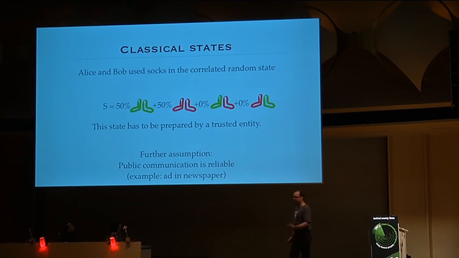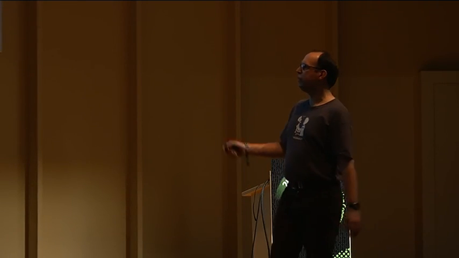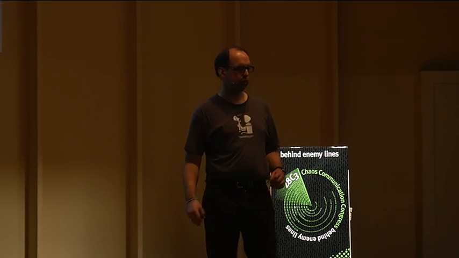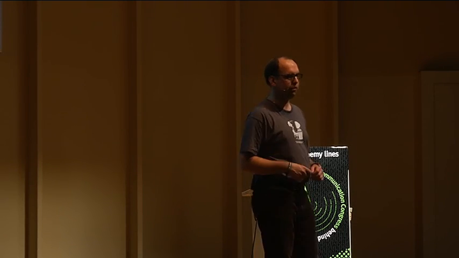And the important thing here is also that this state has to be, I mean, I'm using highbrow language for a trivial thing. This state has to be prepared by a trusted entity. So either they do it themselves or they have to do the sock distribution, like sending it by mail. They have to trust the mail system, right? If Eve is the mailman and looks into the envelope, sees the color of the sock, then they're lost, right?